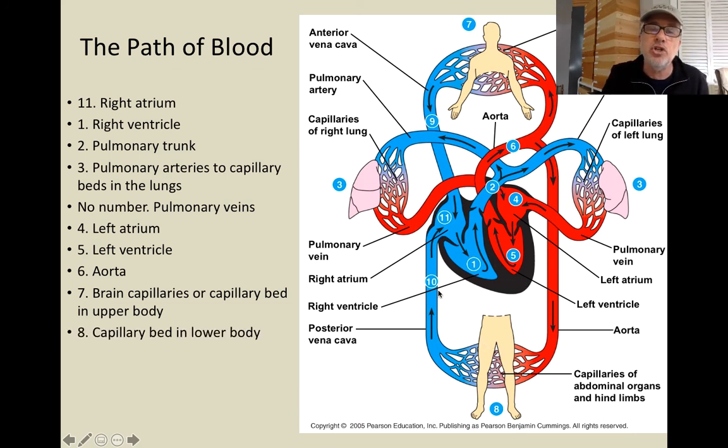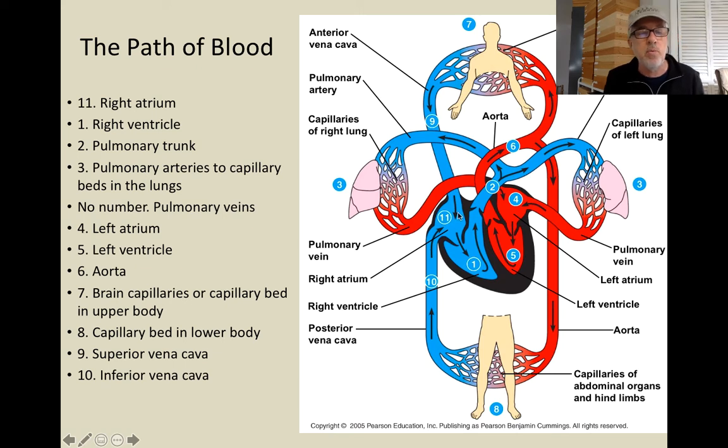And then it returns through venules, veins, into 2 very large collecting veins. Number 9, the superior vena cava, which dumps into the right atrium. And number 10, the inferior vena cava, which dumps into the right atrium. And by the way, there is nothing inferior about number 10. It just occurs lower in the body, and that's why it's inferior in the sense that it's lower in the body. And then 11, we're back from where we started in the right atrium.